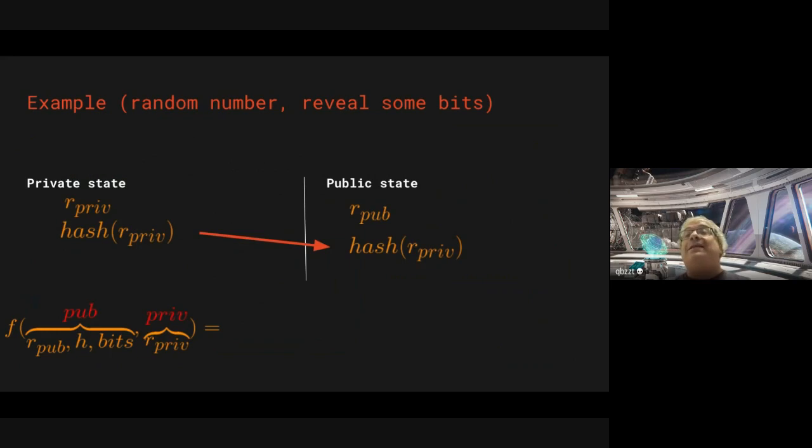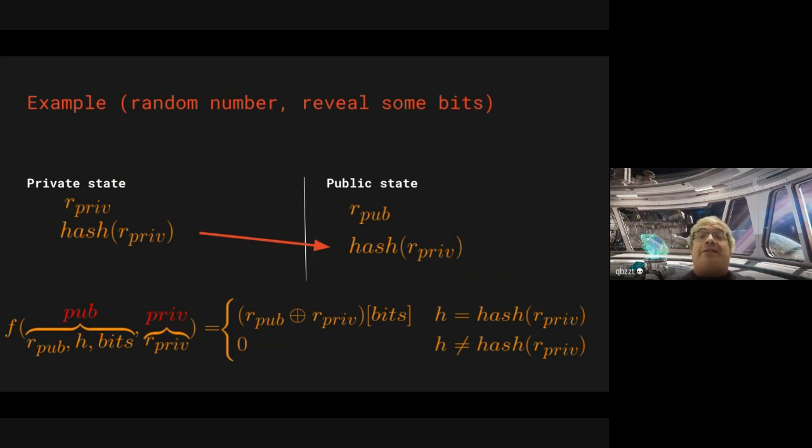Now let's say that the game is where you need to reveal bits 0 to 10 of the random number. A zero knowledge function typically has two types of inputs: public inputs and private inputs. In our case, the public inputs are rpub, H, which is supposed to be equal to the hash of rpriv, and which bits to reveal. And the private input is, of course, rpriv.